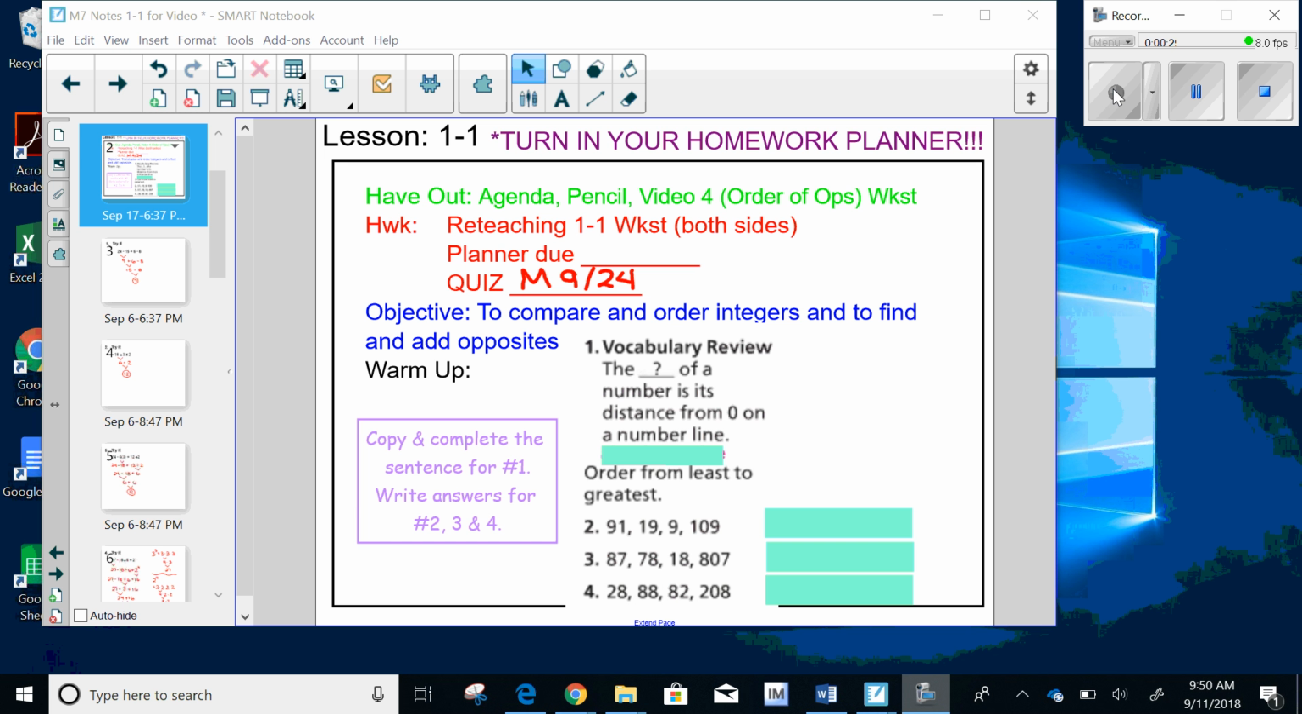Secondly, make sure that if you didn't hand in your homework planner from the intro week already, that you do that. There is a bin on the back shelf that you want to put that in. And then when you get to your seat, take out your agenda, pencil, and that video for order of operations worksheet so that can be checked.